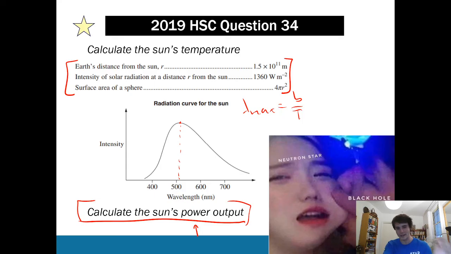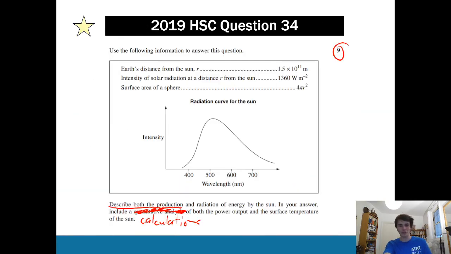However, the important part and the thing that I wanted to focus on is we could literally just split this question up straight up, literally just chopping it into chunks, right? Describe the production, describe the radiation, calculate the power output, calculate the surface temperature. Once we've chucked it into those chunks, it probably feels a lot nicer, right? Like calculate the surface temperature of the sun. That's something that hopefully all of us, once we've been given this radiation curve, are decently comfortable of being able to do.